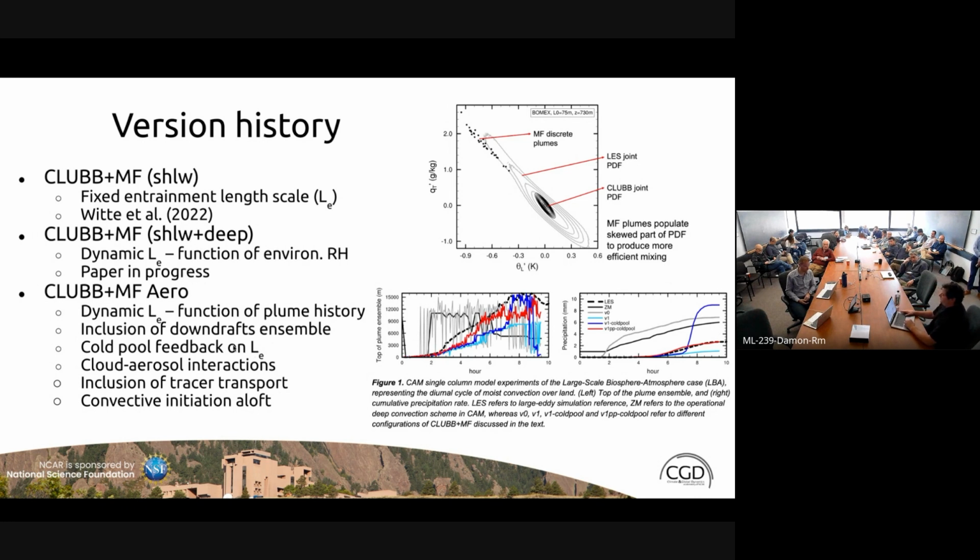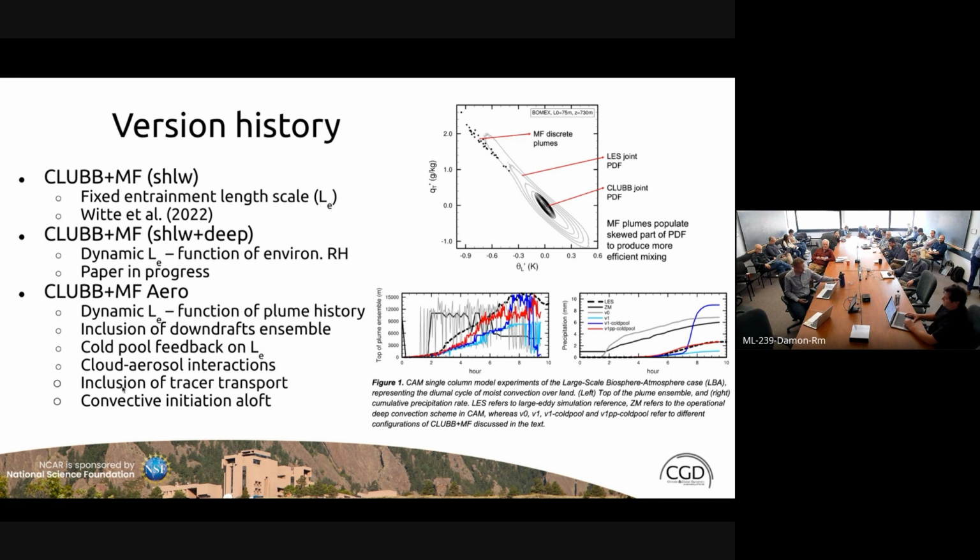So these three pieces here yield this red curve in the LBA case. It gives us a more gradual growth of the convection throughout the day. And that's a result of both the plume history and the cold pool feedback.